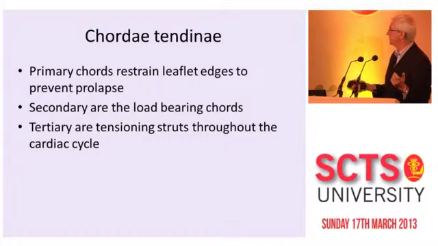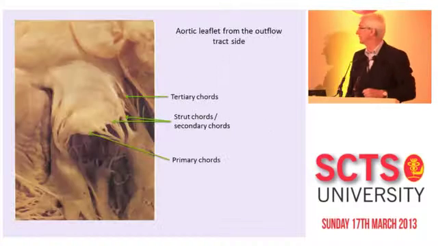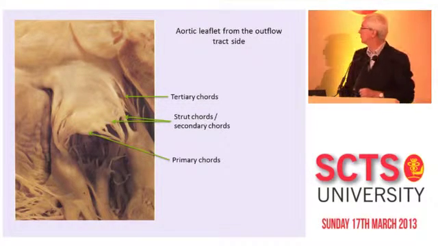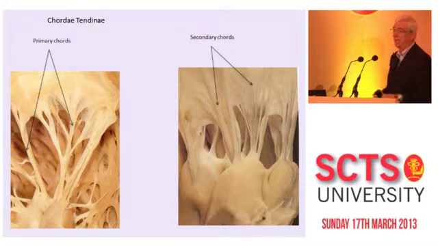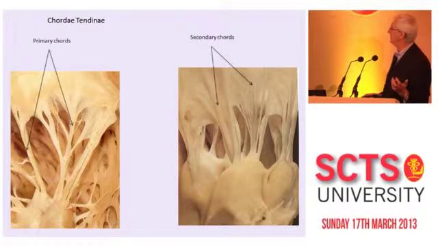And the tertiary cords are tensioning struts throughout the cardiac cycle. They're like tie rods in an engineering sense. So here, primary cords, the secondary powerful cords, and the tertiary strut cords, as you can see in that position. And from the other view, here we have these wonderful arcading patterns of the secondary cords, spreading the load on this valve which closes the highest pressure in the heart.